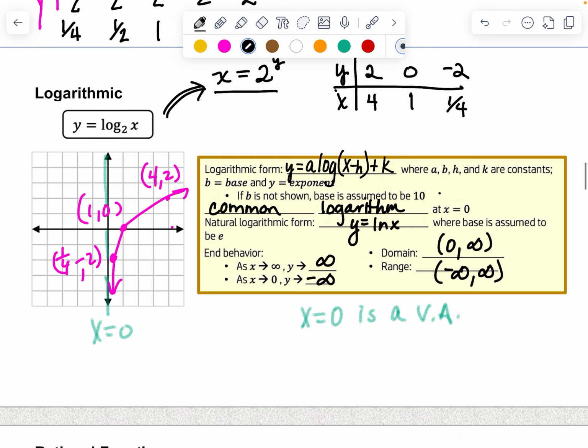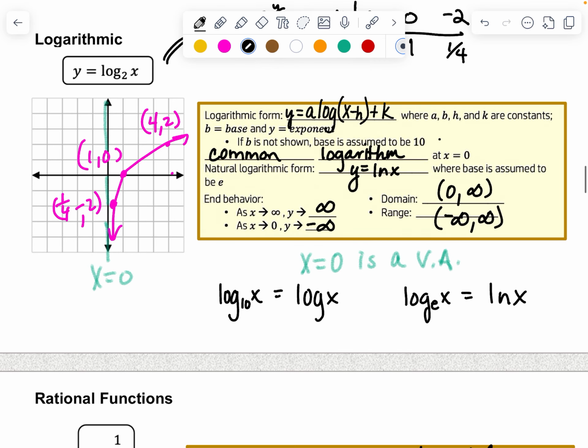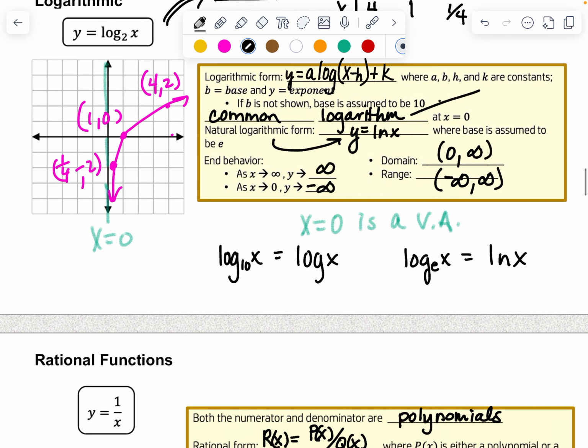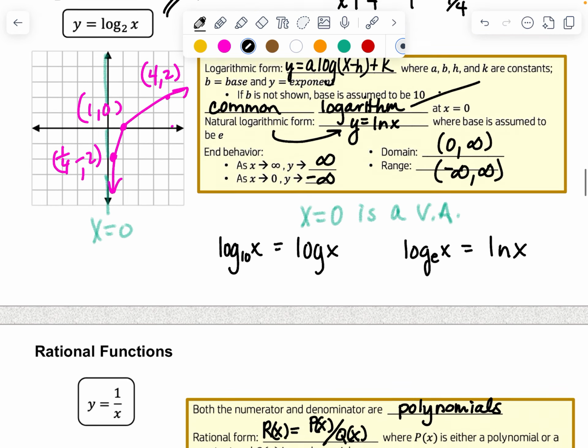The same thing is true if you have log base 10 of x. When you see that, remember that it's log of x. And if you have log base e of x, we write that as ln of x, and those are familiar to you. So we call that a common logarithm, and that's a natural logarithm here: y is equal to ln of x. Just different ways that we can write that, but it's so commonly used that we have a simplified version of it.